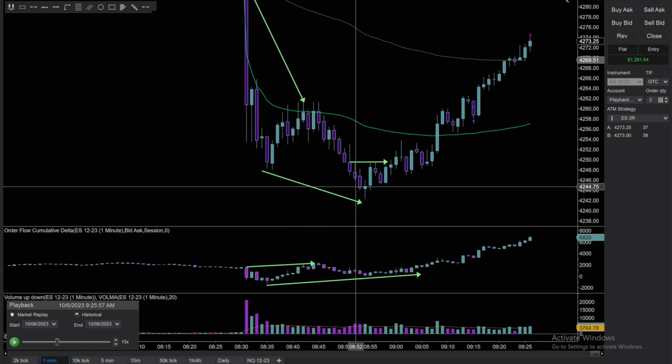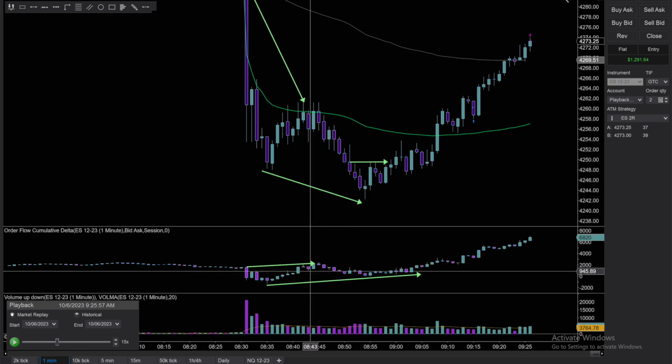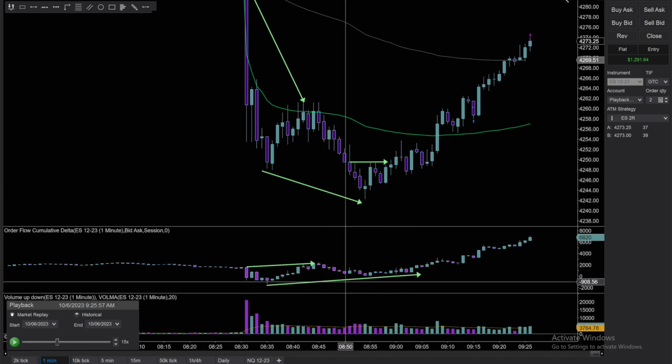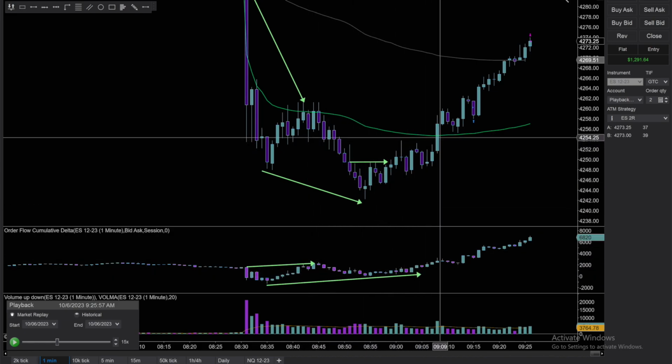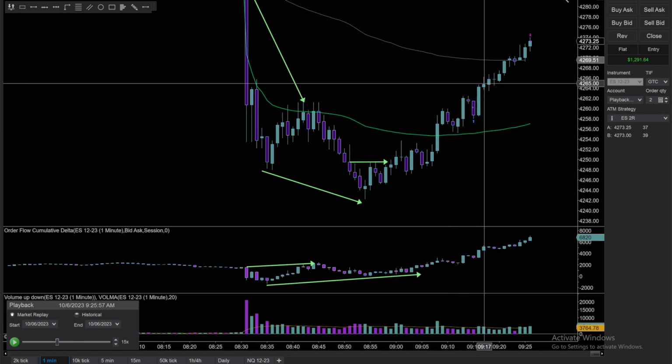So I'm not that interested in that move. It probably would have worked out depending on where you took your entry. But what I'm more interested in is when I see how this delta is holding up and then I see us reclaim this VWAP. That's the move we want to catch. Very simple.